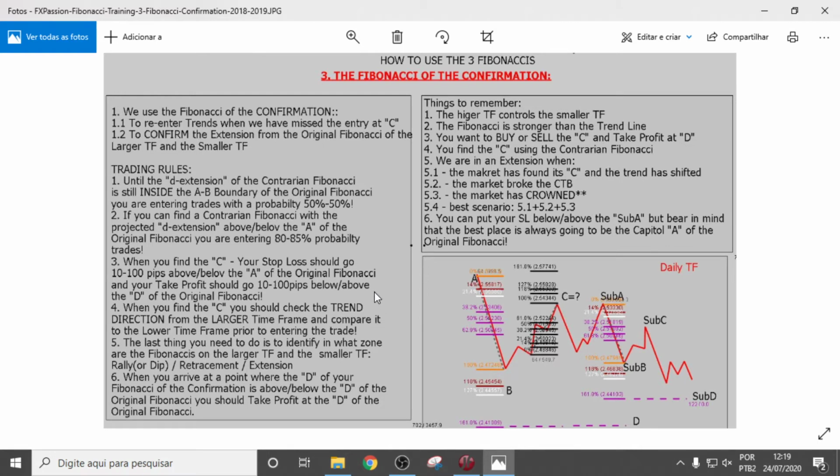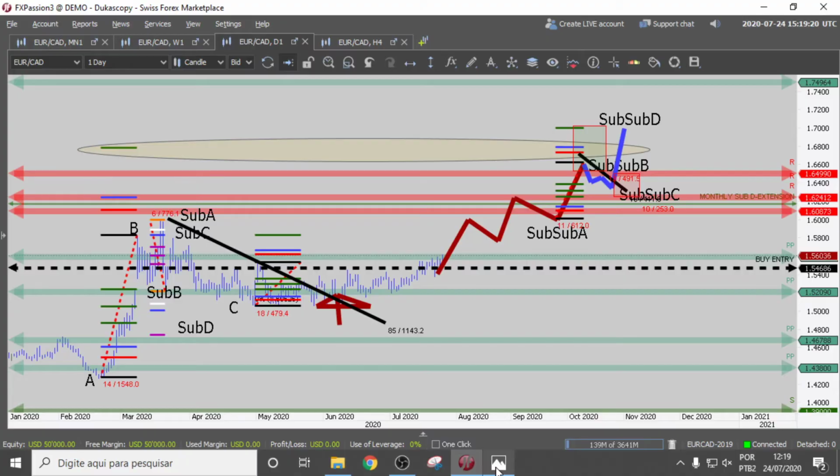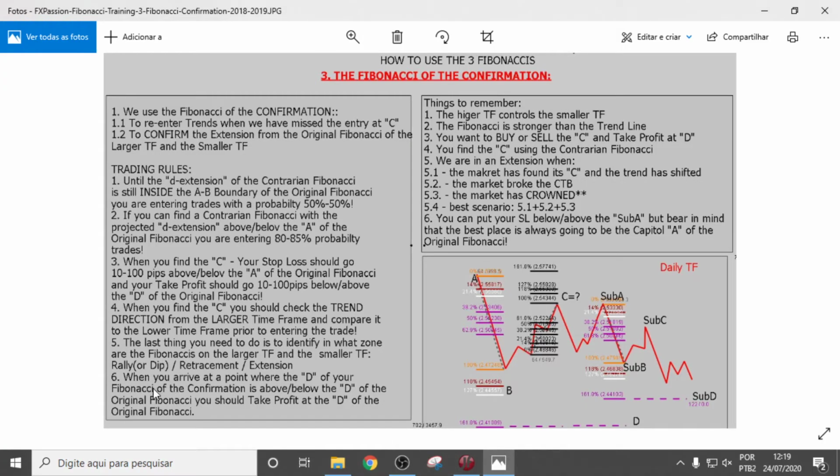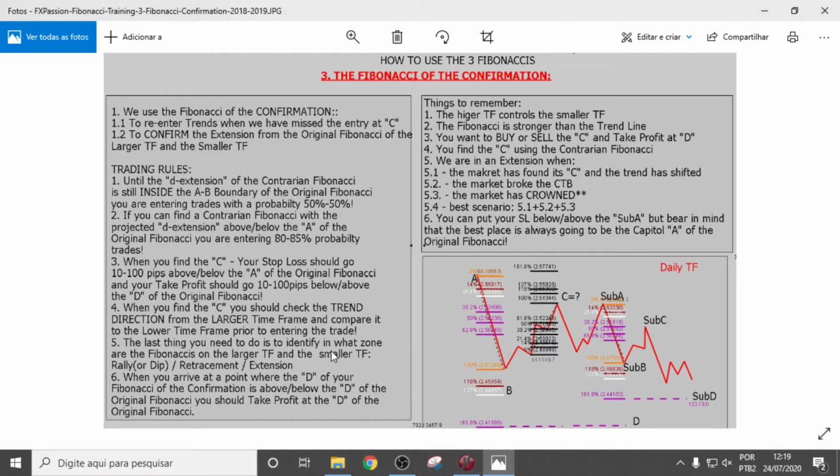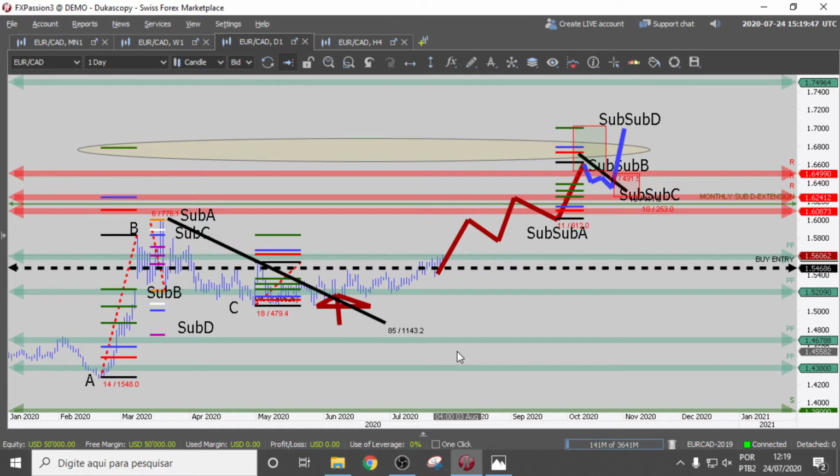When you arrive at the point where the D of the Fibonacci of the confirmation, so the sub D, right? When you arrive at the point where the sub D of your Fibonacci of the confirmation is above or below the capital D of the original one, who is stronger? You should take profit at the D. So yes sir, everybody, all of you are correct.